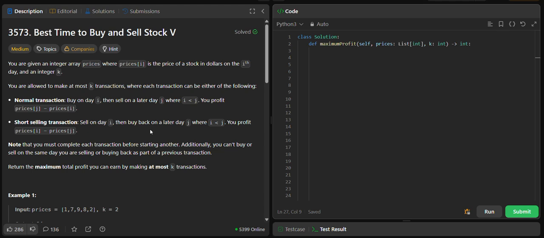Note that you must complete each transaction before starting another. Additionally, you can't buy or sell on the same day you are selling or buying back as a part of a previous transaction. Return the maximum total profit you can earn by making at most k transactions.